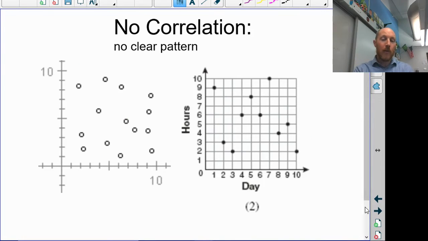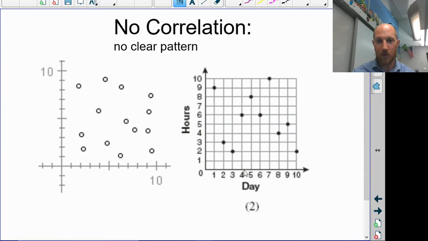Okay, no correlation just means we have a scatter plot and we have absolutely no idea whether the dots are heading in one direction or another. Right? You can't tell, as I go across the graph from left to right, are the dots heading up or are they heading down? I don't know. It looks like just a bunch of random dots, right?